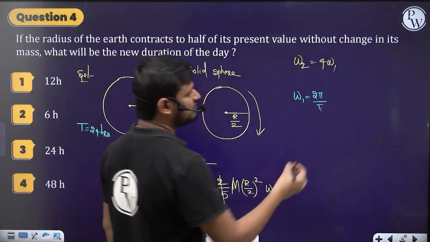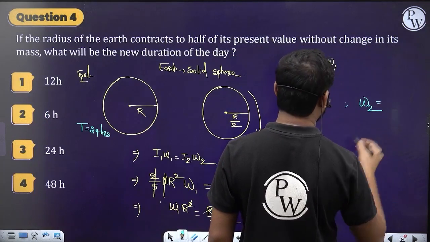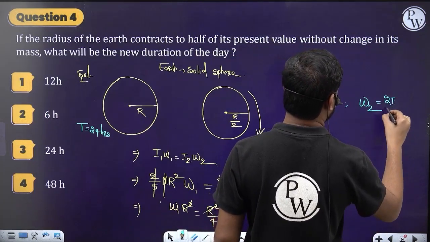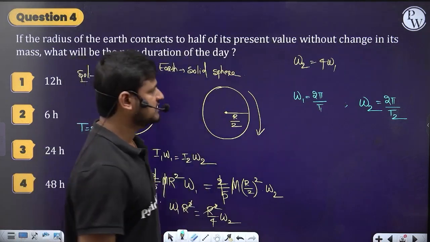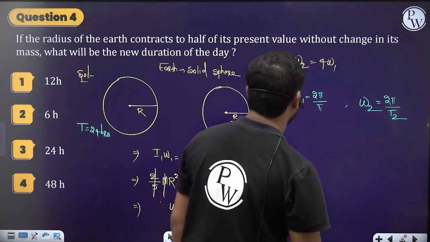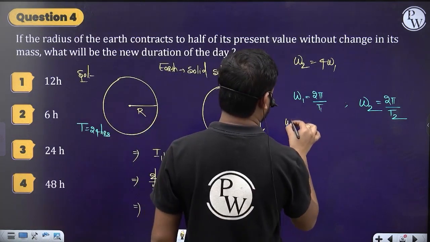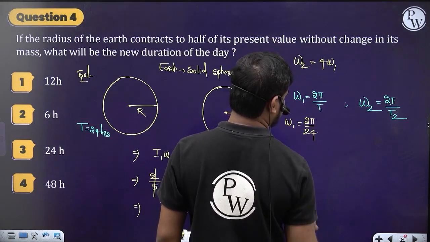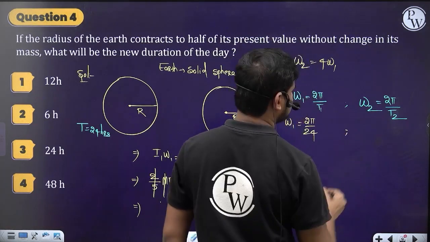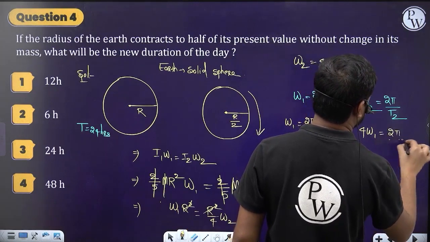Now, what will be the time when its angular velocity is omega 2? Then I can write 2 pi by time period t2. Yes or no? So let the new time period be t2. Now see here. We know omega 1 is equal to 2 pi by 24, right? Now in place of omega 2, shall I write 4 omega 1, which is equal to 2 pi by new time period t2.